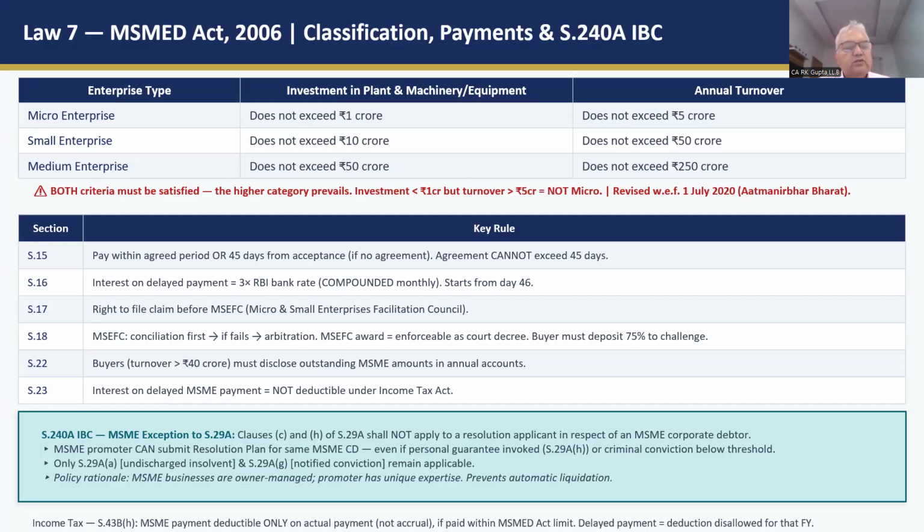Suppose you have procured goods from micro or small enterprises, right? And you do not pay them, then the purchase amount will be disallowed, and it will be allowed in the year in which you make the payment. This is the meaning.